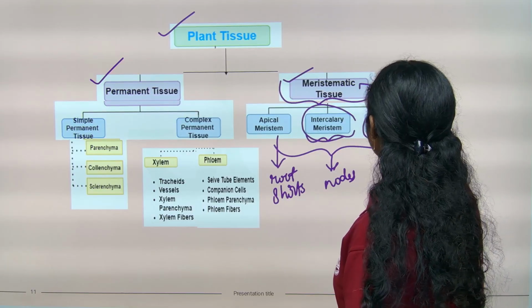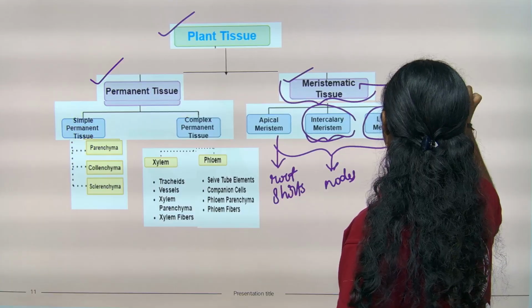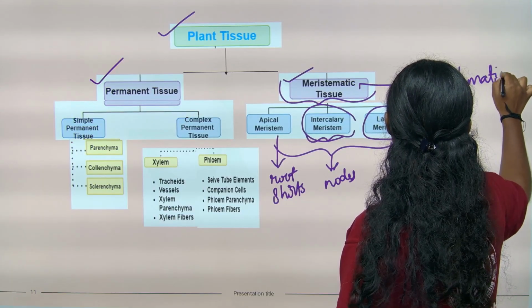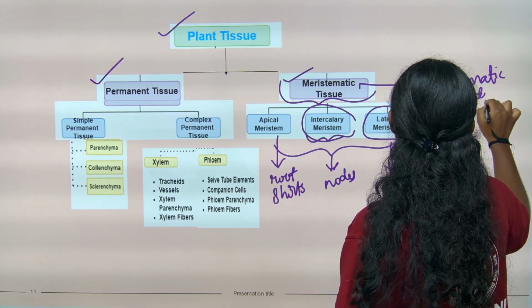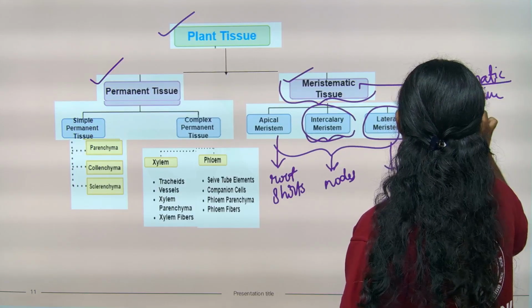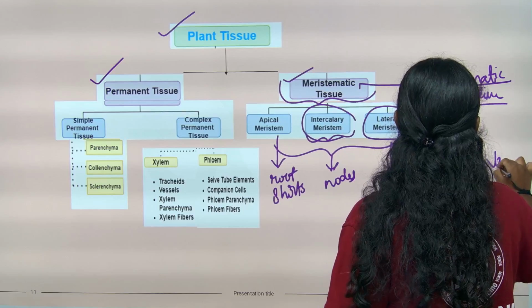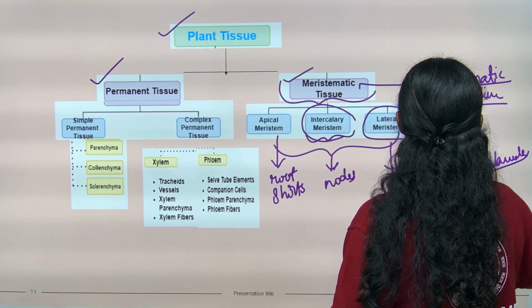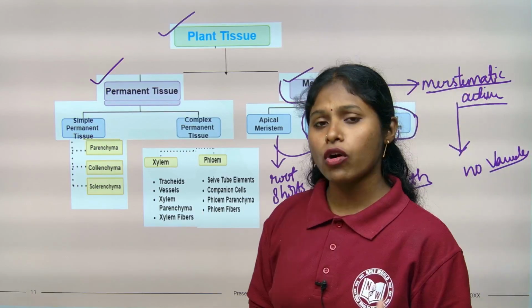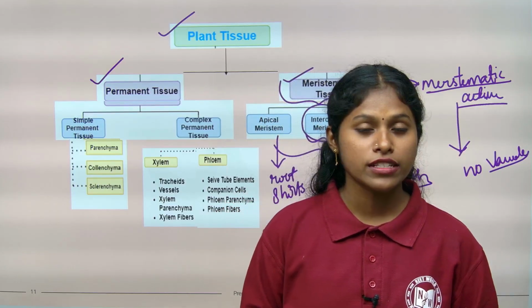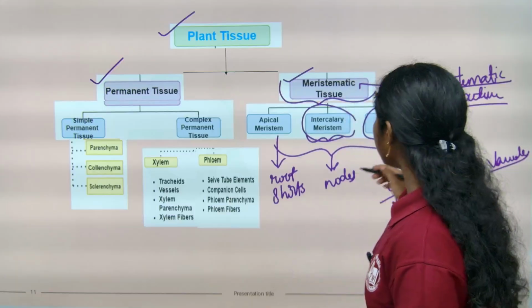Meristematic cells are actively dividing cells. They don't have vacuoles, children. There is no need for storage here, so what is the requirement of a vacuole there? What is the function of the vacuole? Vacuole function is storage, right? That is why, since they are actively dividing cells, they do not have vacuoles.